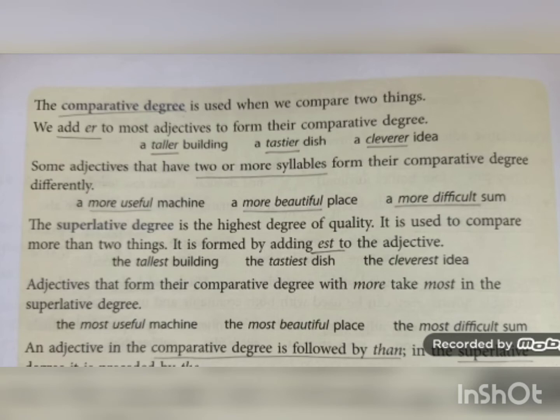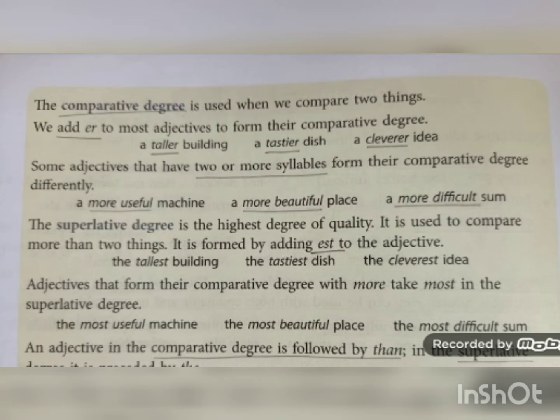For example, tall. If tall is given in positive degree, then in comparative degree we have to add er. So, it becomes taller. Similarly, tasty is given in positive degree, tastier in comparative degree. Clever. If we add er to clever, it becomes cleverer. This is in comparative degree. So, a taller building, a tastier dish, a cleverer idea.